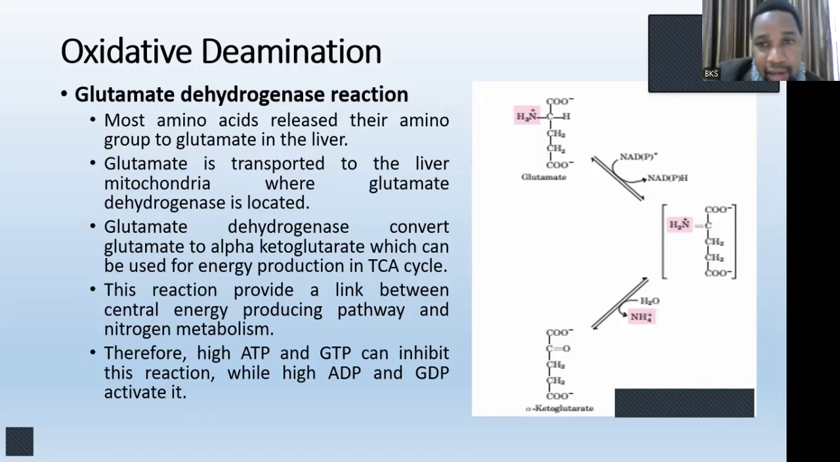So the mechanism of this, first of all, remember we said oxidation and then deamination, or the two can happen concurrently. What happens in the case of glutamate dehydrogenase is you have the oxidation first. So the molecule is oxidized. How is it oxidized?